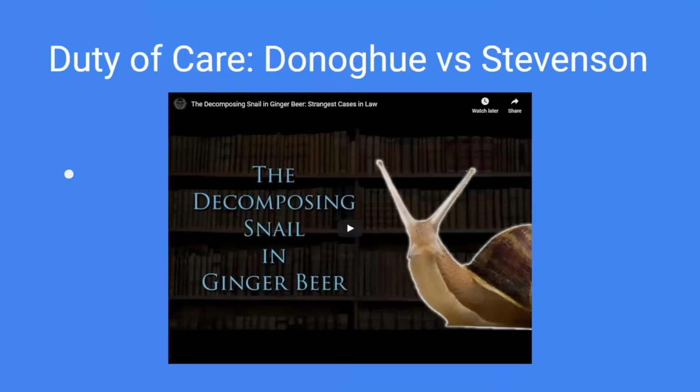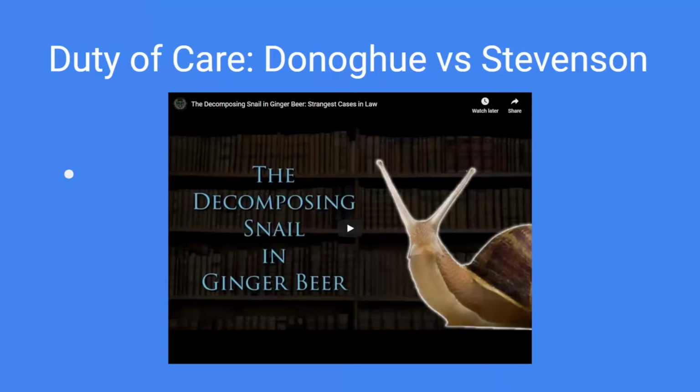Now, the most famous case is Donahue versus Stevenson, and this case stretches over two parts of this course. The first part here, we're talking about torts, okay? Wrongs that are performed against someone. And in the case of the decomposing snail and the ginger beer, there certainly was a wrong. Mrs. Donahue opened the beer, poured it over her ice cream, and then realized there was a snail in it. She got very sick. So she could certainly sue the manufacturer for problems there.